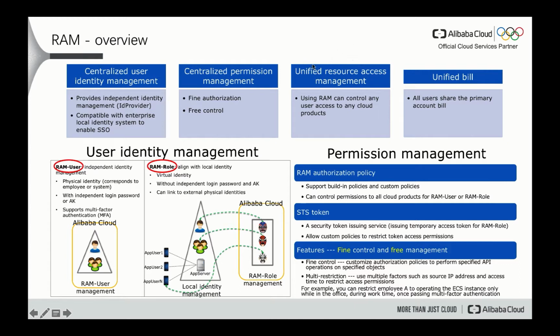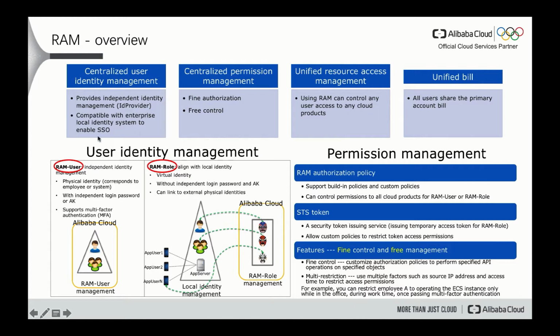And we have unified resource access management, which means you can use RAM to control any user's access to any cloud product. Finally, we have the unified bill, because all the RAM users share the primary account bill. It's much easier for the enterprise, because you don't need to worry about managing the finances of your RAM users. All the financial bills automatically accumulate into the primary account.